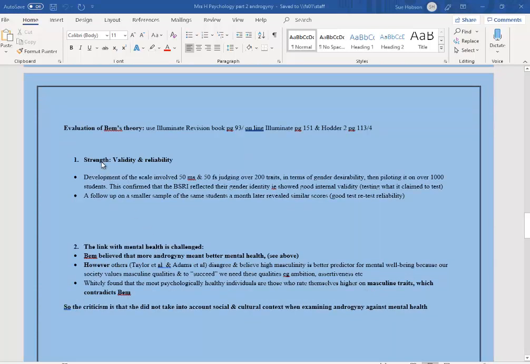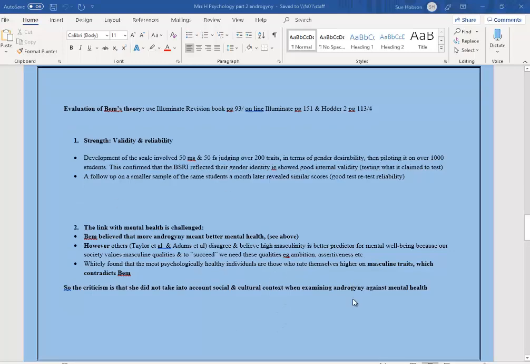The first evaluation point is the strength. It has high validity and reliability. So you can read through this to show that. The second one is that there is discussion. This is challenging her belief, because she thinks it links with high mental health. Others disagree and say it really links that all high masculine is more mentally healthy. So you can take a read of that. The criticism is that she didn't take into account the social and the cultural context that we are living in today, for example. Pause the video and have a look at those.